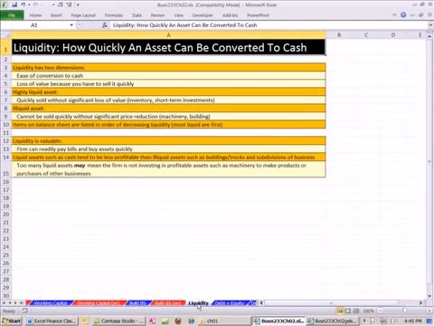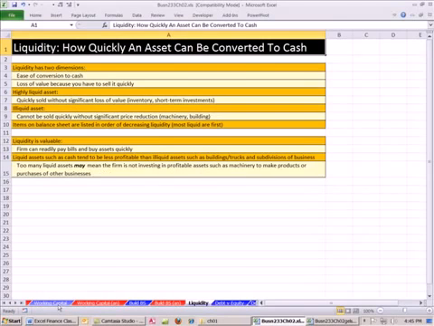Liquidity. I want to come over to liquidity. Liquidity is how quickly an asset can be converted to cash. Liquidity is important, just like working capital is important, because if you run out of cash, you're in trouble. The number one reason that businesses big and small fail, all the way up to gigantic banks, as we saw in the financial crisis, is that people ran out of cash. So liquidity is very important.